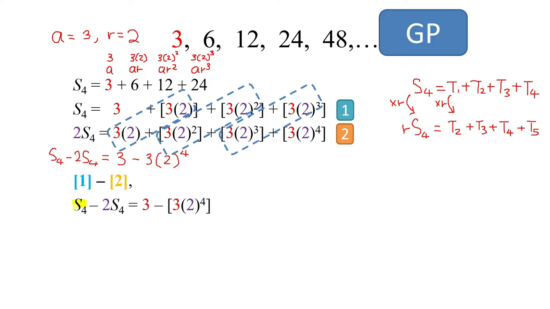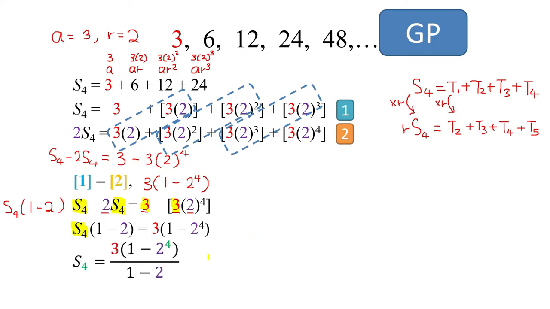You can see the S4 here and here. So if I factorize the S4 out, what I get is S4 bracket, what is left inside the bracket? 1 minus 2. Yes. Okay, this one also the same. We want to factorize the 3 out. What is left inside? 1 minus 2 to the power of 4. So with that, we will get S4 bracket 1 minus 2 equals 3 bracket 1 minus 2 to the power of 4. So next, we can make the S4 alone in front. I want to move the 1 minus 2 to the other side, make it become divide. So I get S4 equals 3 bracket 1 minus 2 to the power of 4 divided by 1 minus 2.